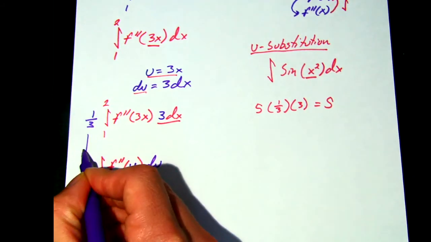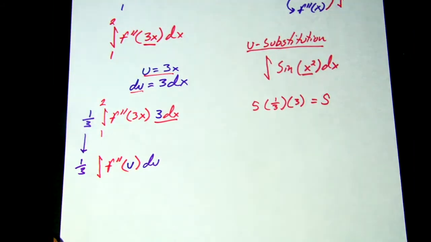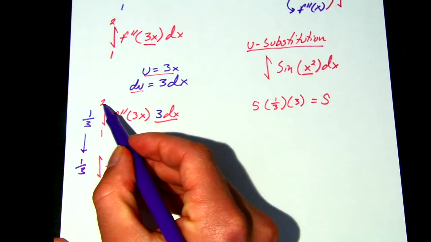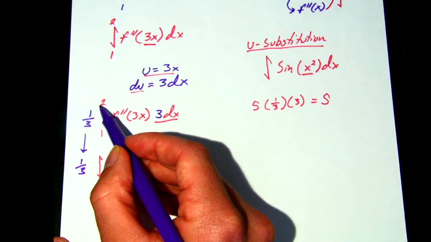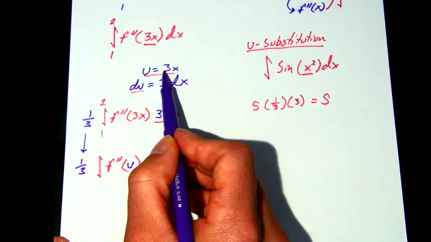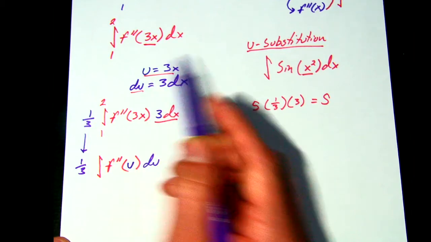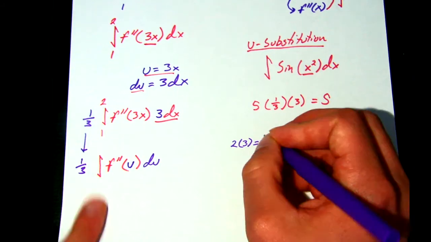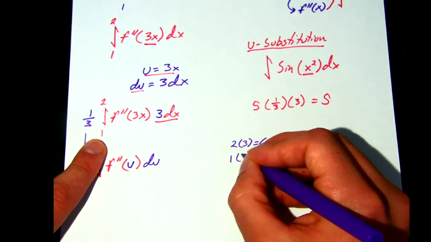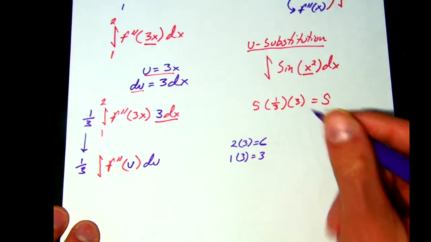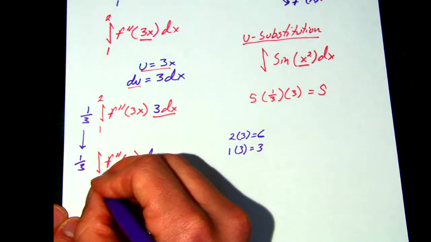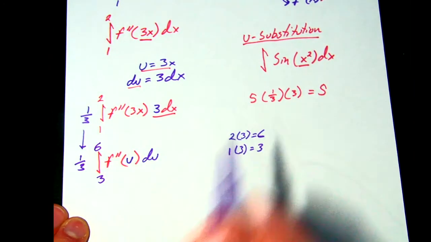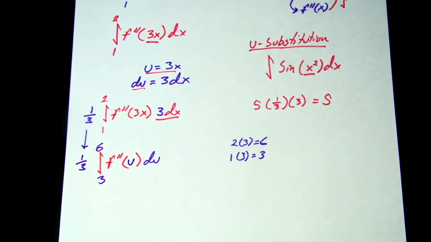And this 1/3 still stays out front. Okay, now the endpoints. These endpoints are in x land. We need to convert them into u land. To do that, we know that 3x is equal to u, so I'll just take 2 and multiply it by 3. That gives me 6. And 1 multiplied by 3 gives me 3. So this becomes the integral from 3 to 6 of f double prime of u du.